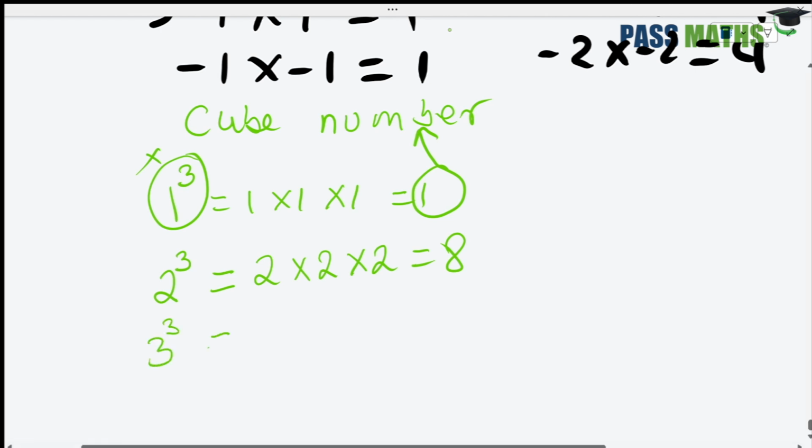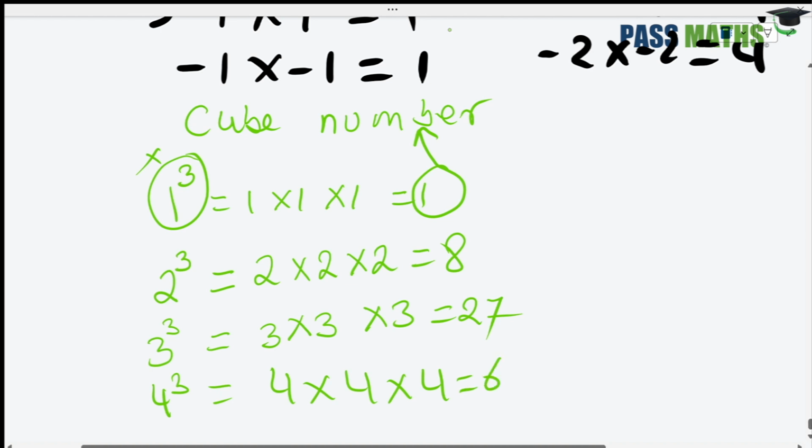Then 3 cube. That will be how much? 3 times 3 times 3, which is 27. Then 4 cube will be 4 times 4 times 4, which is 64.